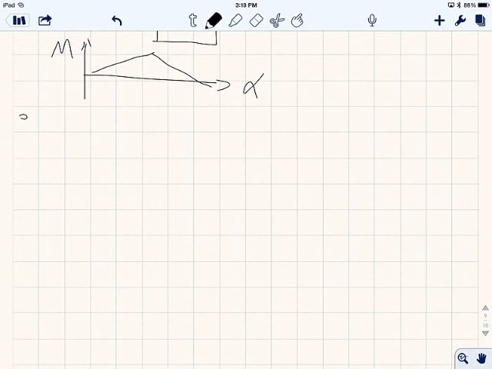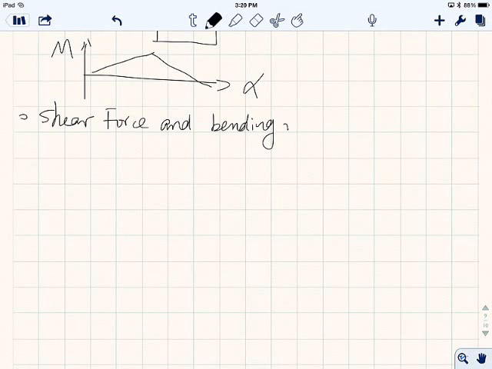Okay, so one of the things we want to know is what's the shear force and the bending moment, right? And I'll come back to ask you again why we need to know this, all right? I'll give you one more example. So, shear force and bending moment in beam.